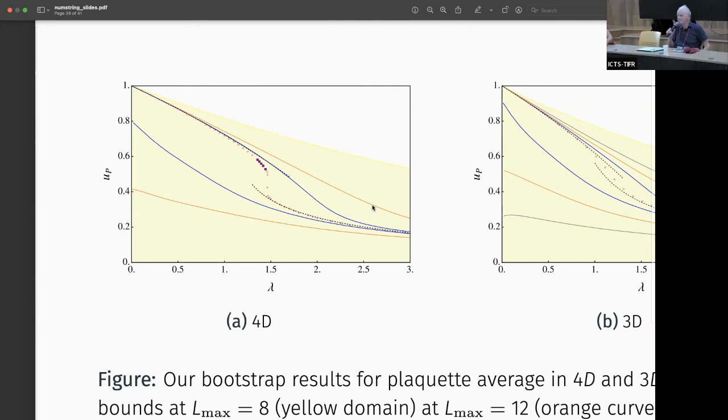Yes, you need to consider very large bootstrap cutoff, but it is not... Length Lmax equals 16. This is equivalent to which volume size? I think it's somehow like 32 to the 4 in the Monte Carlo simulation, the space-time volume. So this is already not very small. That's a finite volume effect. I'm worried about the cutoff effect. Yes. Anyway, it's very interesting, but I have to understand it better.